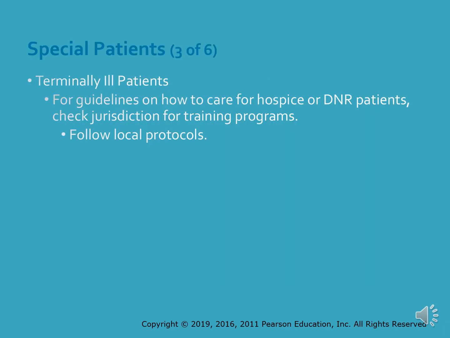Terminally ill patients. There are many terminally ill patients who choose to spend their remaining time at home with family and friends. Hospice programs support and advise the terminally ill patient and family members. Many patients under hospice care have written orders regarding what they want for their care, which may not include rescue breaths or compressions. For guidelines on how to care for hospice or DNR patients, check with your local protocols and jurisdiction for any training programs, and follow your local protocols and what your medical director advises.